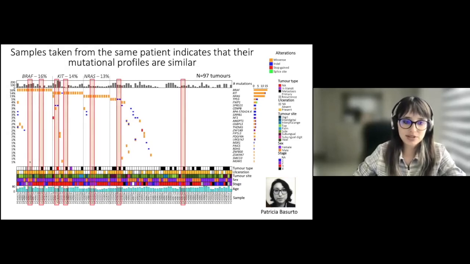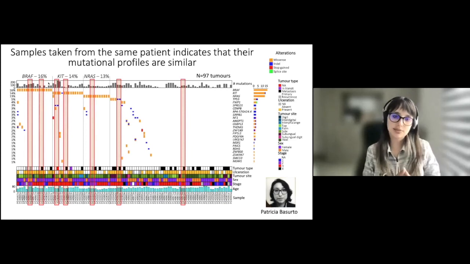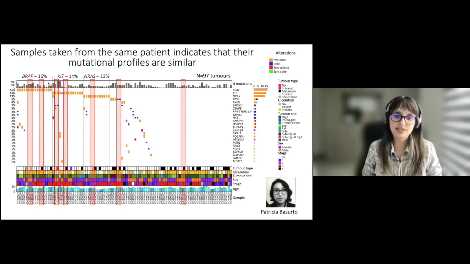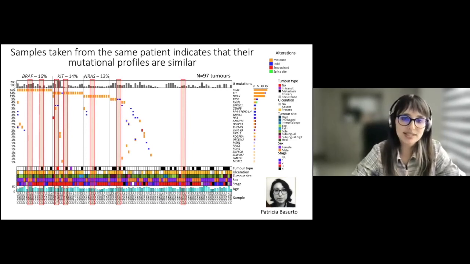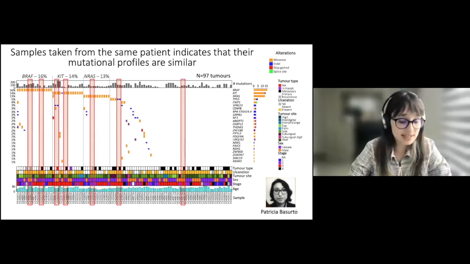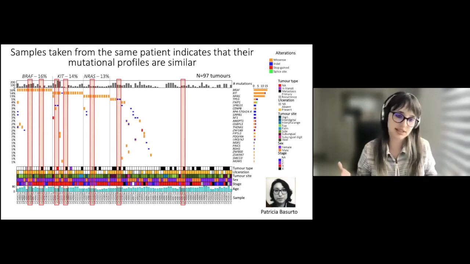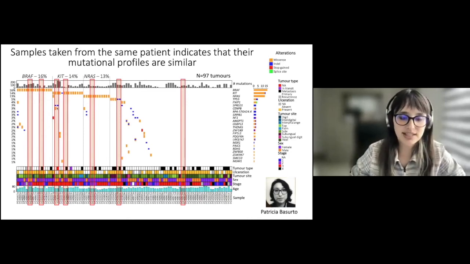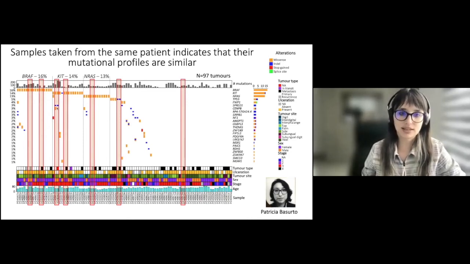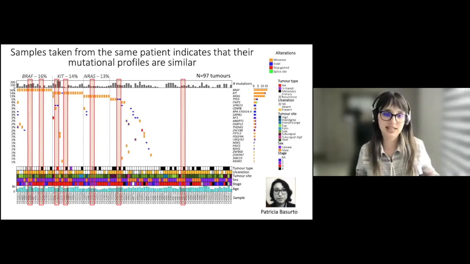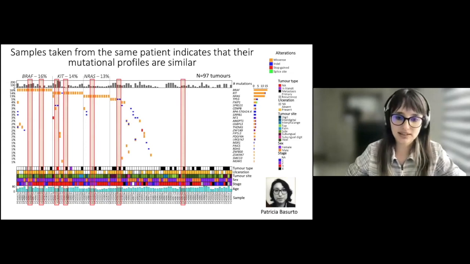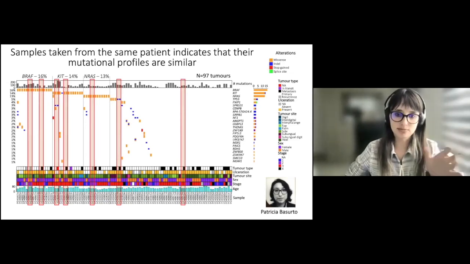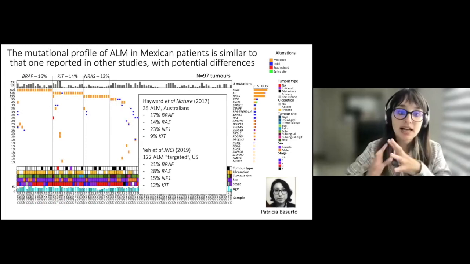We also have some samples taken from the same patients. In some cases, it's primaries and metastases, some primaries and recurrences. And so far, we see that the mutational profiles are quite similar, which is expected. But in some cases, we see some differences that may indicate some additional lesions that the tumor gains in order to adapt, for example, to a metastatic site. So we're still investigating that, but this is more or less how it looks from the outside.